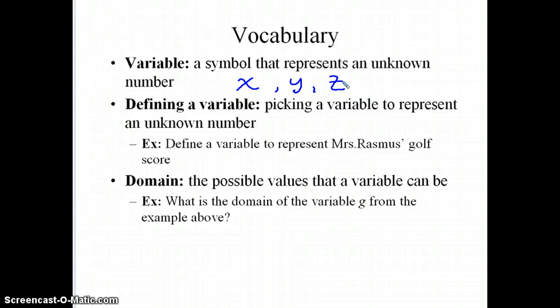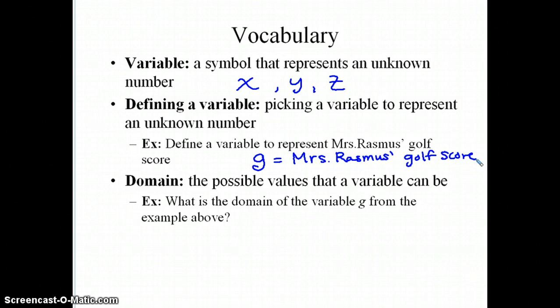That means we will be picking a variable to represent an unknown number. For example, we will define a variable to represent Mrs. Rasmus's golf score. In this case, we can say G is equal to Mrs. Rasmus's golf score. That is defining the variable.